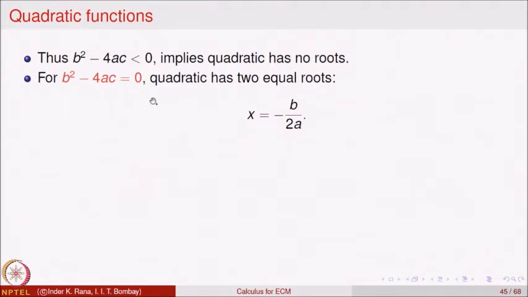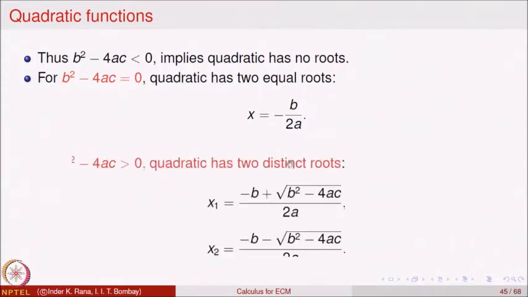When it is equal to 0, that means two roots exist, but both are equal. So, this is called identical roots. Real roots exist, both are identical, and the roots are equal to minus b divided by 2a. So, these are the roots of a quadratic. For b square minus 4ac bigger than 0, as we have seen, two distinct roots exist and they are given by minus b plus square root and minus b minus square root, divided by 2a. So, these are two distinct roots.